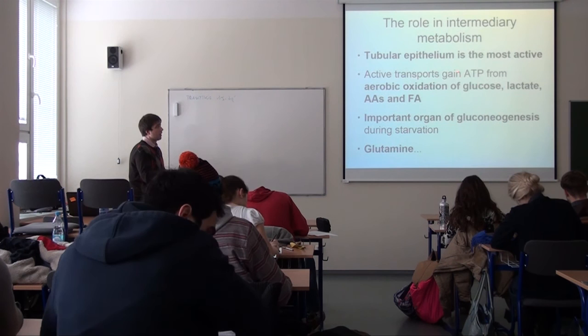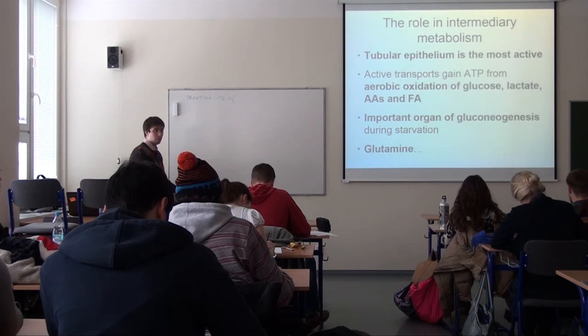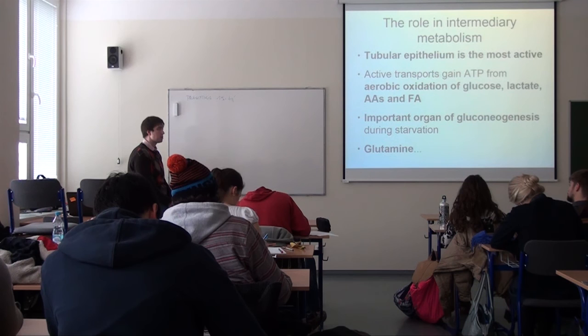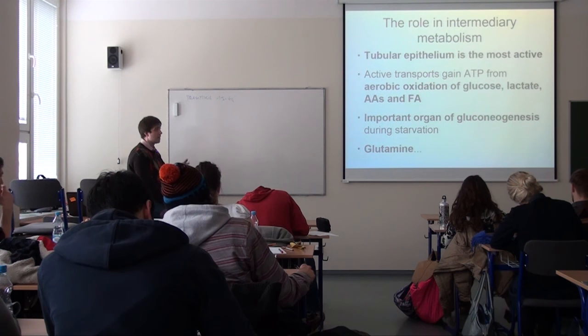Kidneys play an important role in gluconeogenesis. You know that about 10 to 15% of all glucose during starvation is produced in the kidneys. If you have kidney impairment together with starvation, the patients can develop hypoglycemia. Of course, liver problems are more severe causes of hypoglycemia, but only kidney problems can do it also during starvation.